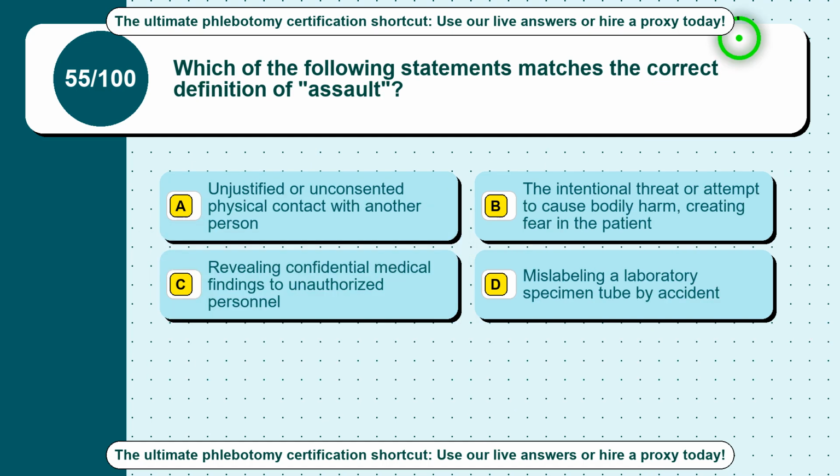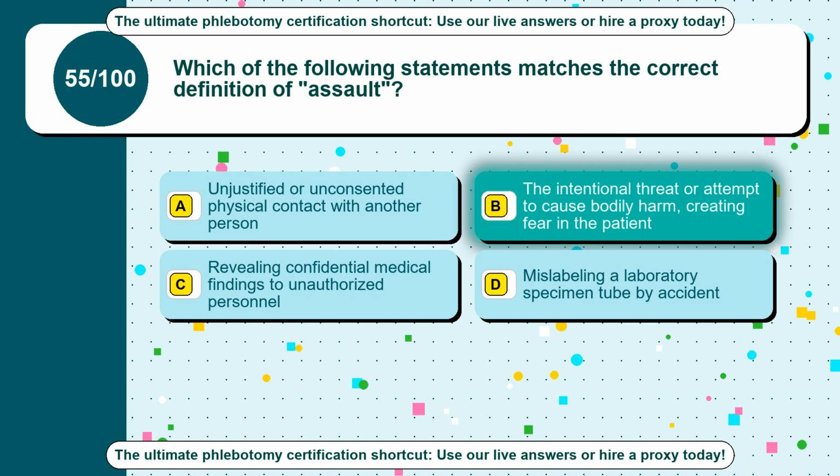Question 55. Which of the following statements matches the correct definition of assault? Option A, unjustified or unconsented physical contact with another person. Option B, the intentional threat or attempt to cause bodily harm, creating fear in the patient. Option C, revealing confidential medical findings to unauthorized personnel. Option D, mislabeling a laboratory specimen tube by accident.